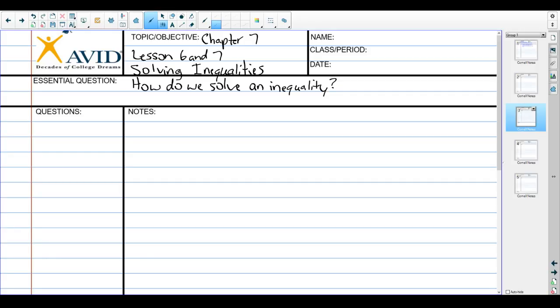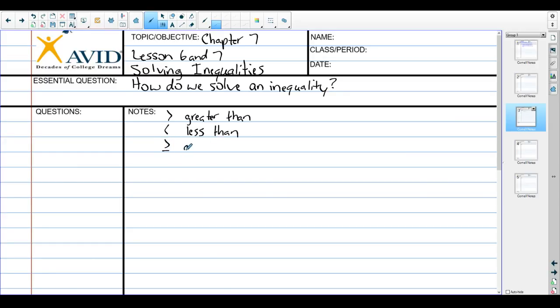Okay, so take some notes here. First we need to remember how inequalities work. There are 4 symbols involved. We have this one here, which means greater than. We have this other one, less than. And then these other ones, which we probably haven't seen as much.